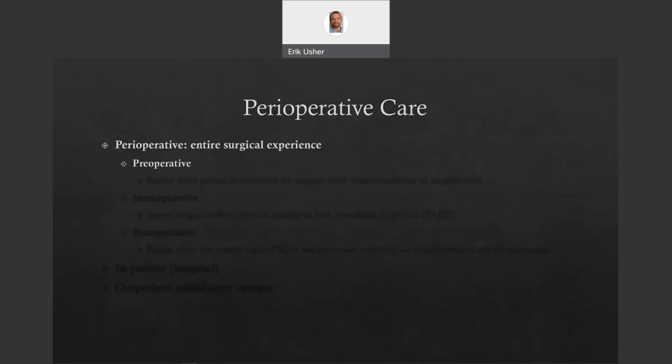So the first phase would be our preoperative phase. And that begins when the patient's scheduled for surgery and it ends when they're transferred to the surgical suite. That makes sense? And then that segues into our intraoperative phase.